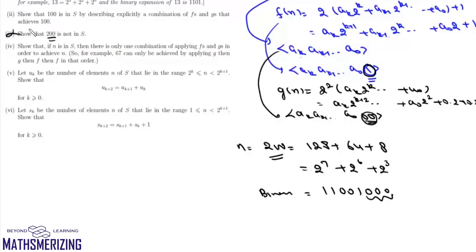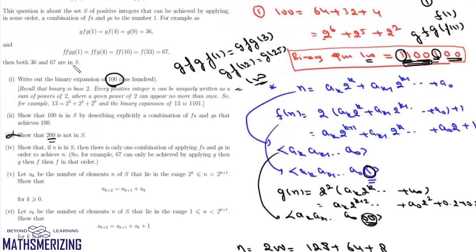Now the fourth one is show that if n is in S, then there is only one combination of applying F's and G's in order to achieve n. Now we have already established that for any number, if we apply F, we introduce 1 to the right, and if we apply G, we introduce 0, 0. So for any binary number, starting from the first digit, if we have to introduce 1, we have to introduce F, and if we have to introduce 2 zeros, we have to introduce G. So there will be a unique combination of F's and G's that will give us this number n.